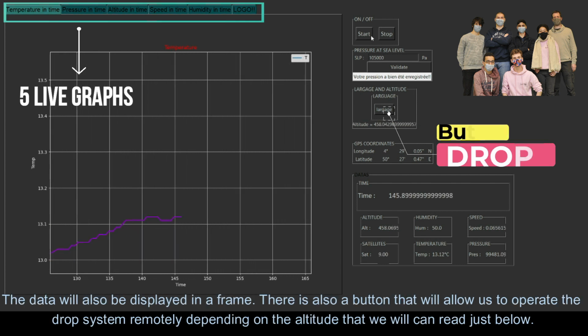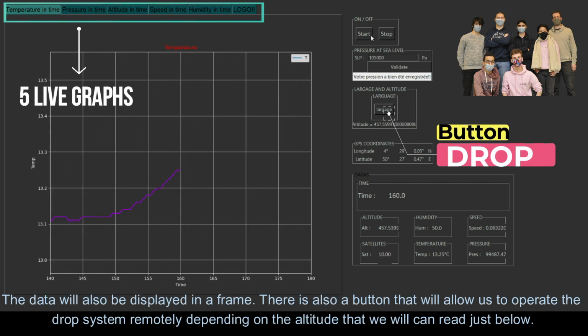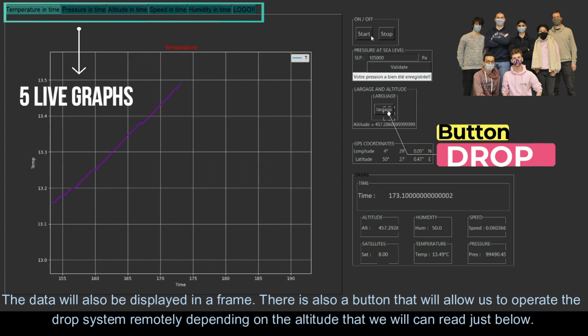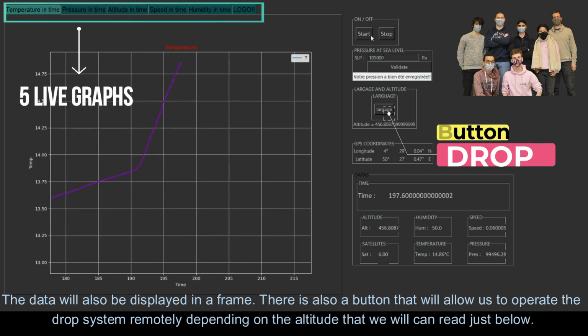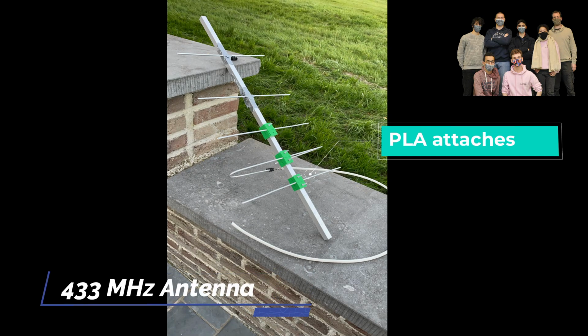There is also a button that will allow us to operate the drop system remotely, depending on the altitude that we can read just below. Here you can see a test we did in January. We did this test with our antenna at a distance of more than 200 meters.